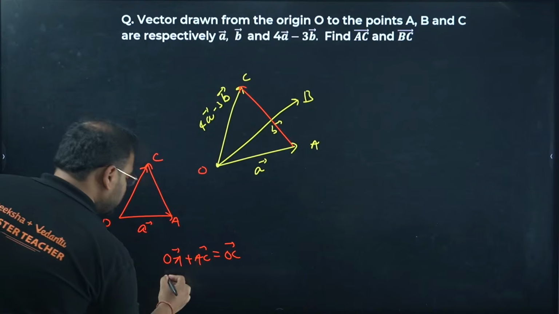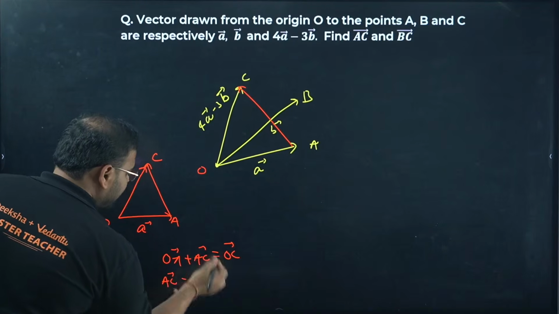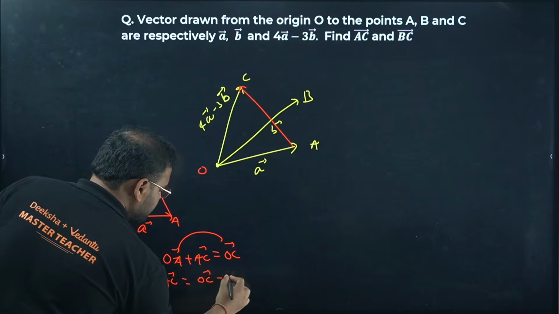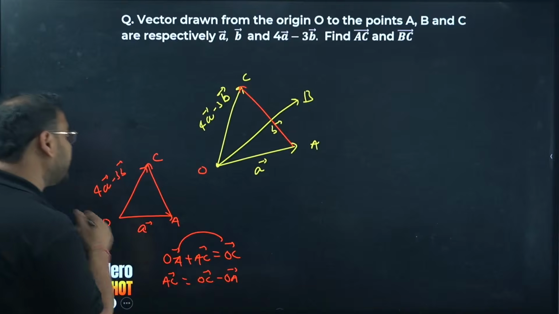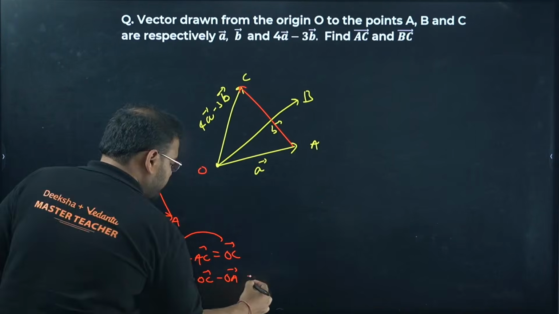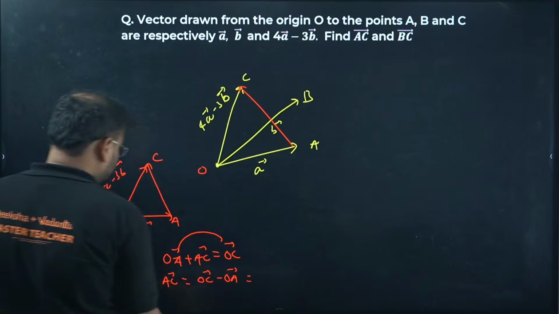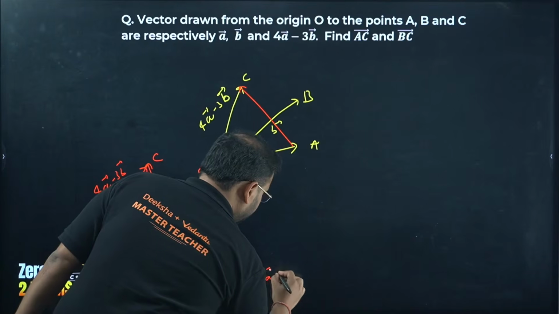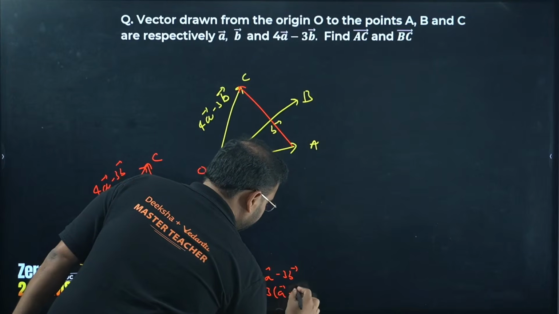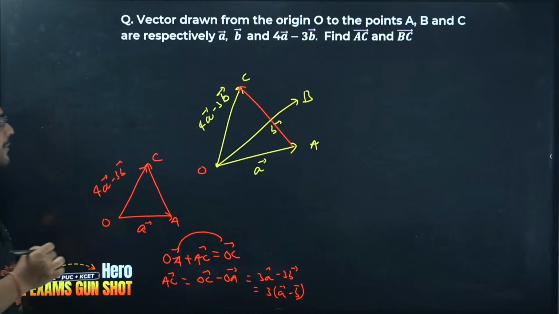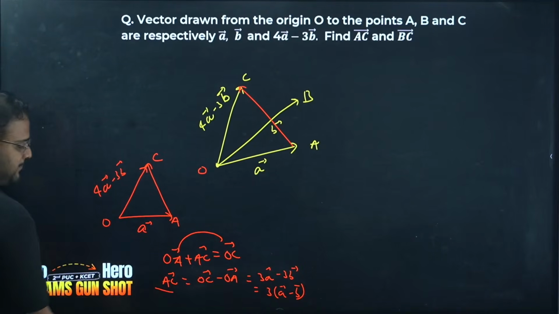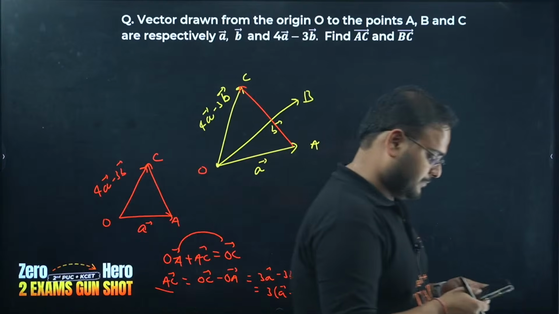I want to find the AC value, so I move OA to the other side. I get OC minus OA. What is OC? 4A minus 3B minus A, which becomes 3A minus 3B. Take 3 common: 3 times A minus B. This is the first part, your AC answer.